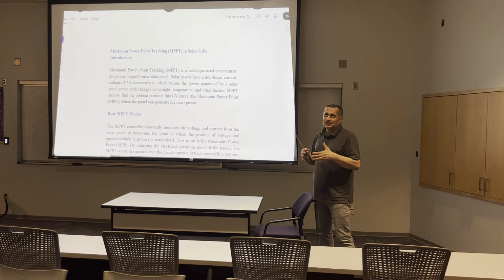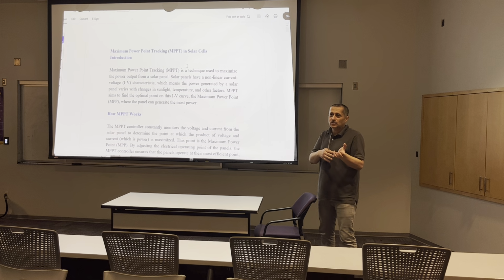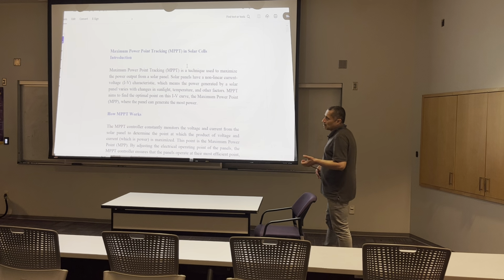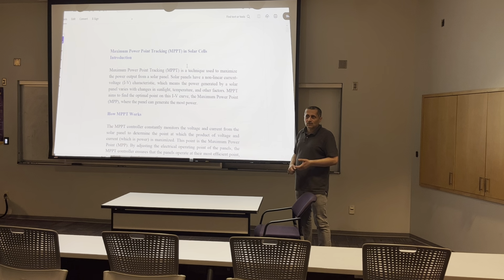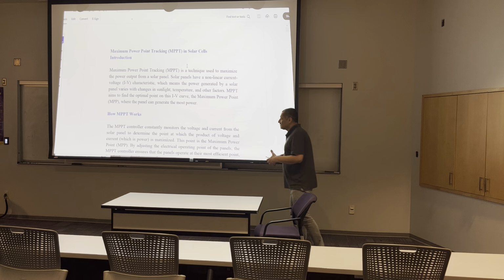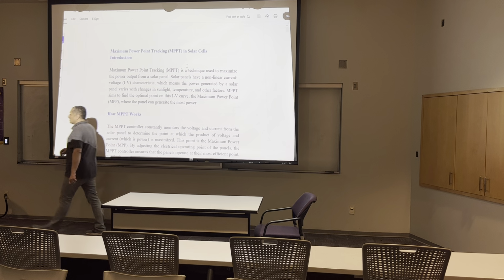We can use some techniques. Most of these techniques are software interfaced with the hardware. The hardware used for this technique is a DC to DC converter, or a DC to AC converter, I mean an inverter, or a DC to DC chopper, a step up or step down chopper. Mathematically we can calculate MPPT on this curve.